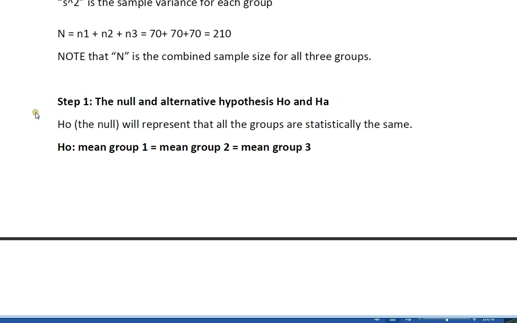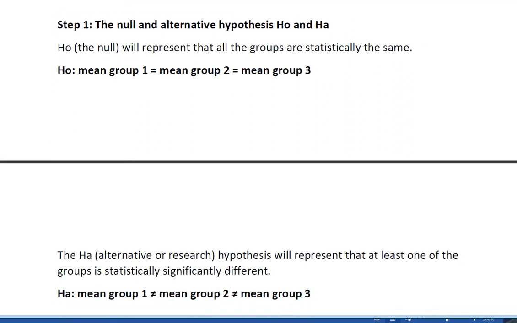The first step in any hypothesis test is to create the null hypothesis and the alternative hypothesis, and so that's what we're going to do here. The null hypothesis always represents that all of your groups are statistically the same, and so you'll always find equal signs in a null hypothesis. In our case, we have three groups, and our null tells us that there's no significant difference between any of our three groups for coffee consumption. Therefore, the mean for group 1 equals the mean for group 2 equals the mean for group 3.